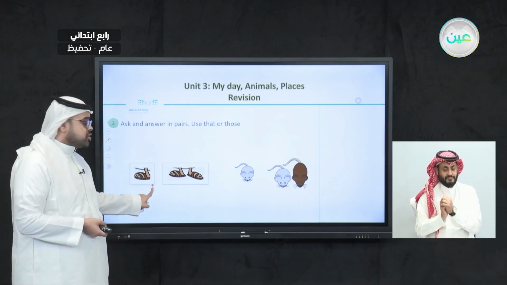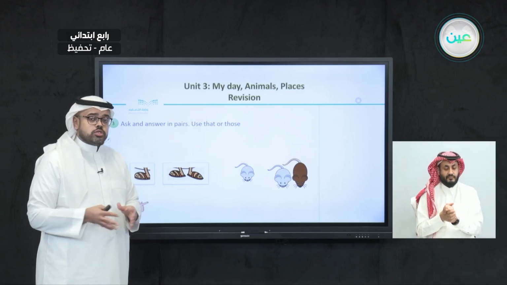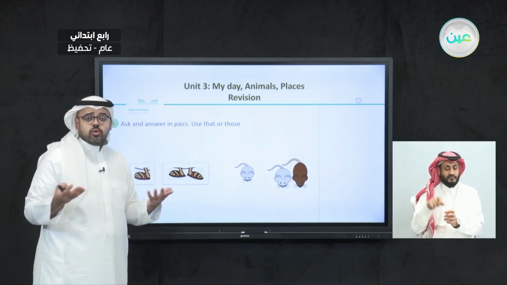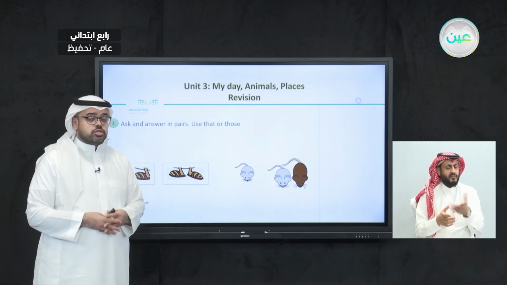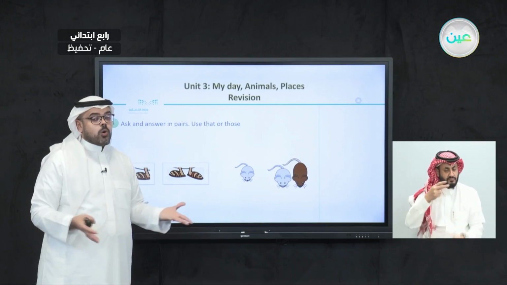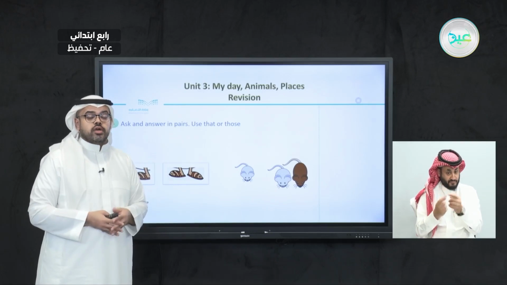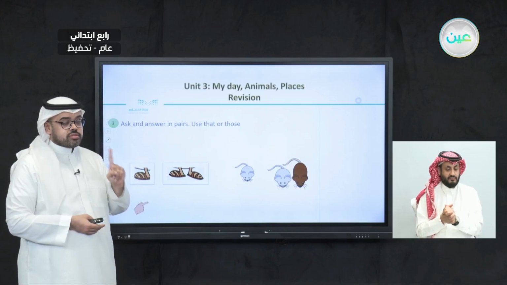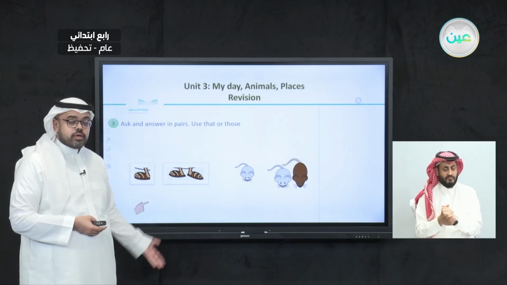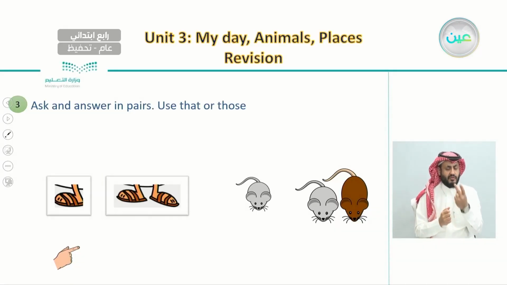In the first picture, we have only one foot. So what we need to do is ask, and since we're talking about only 1 foot, what should we use in the question? Should we say, what's that? Or what are those? With 1 foot, we should say, what's that? Because it is one thing. And the answer will be, it's a foot.